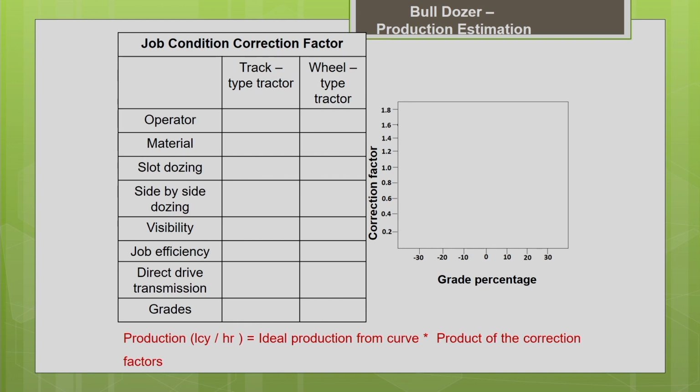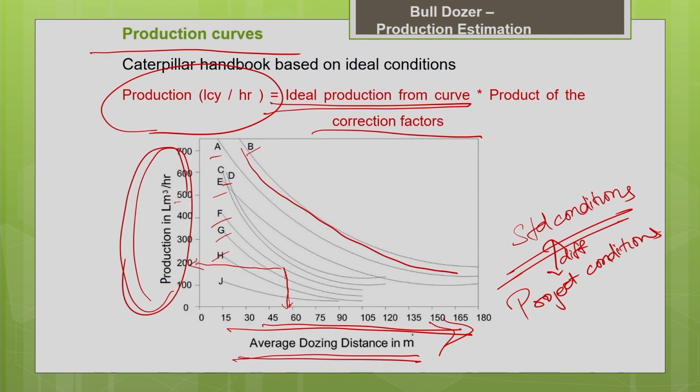So, this table shows you what are all the correction factors which are to be applied, okay, for that particular curve. So, as I told you, you are going to use a value from this curve which is valid for the standard condition. So, according to your project condition, you have to apply the correction factor and adjust this value. That is what we are going to do.